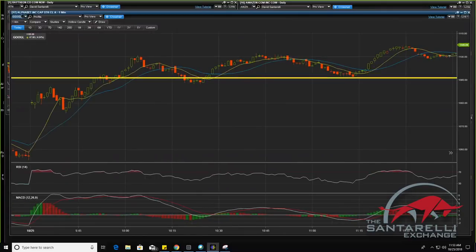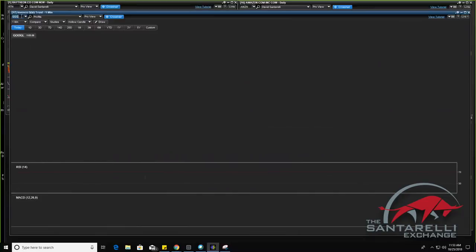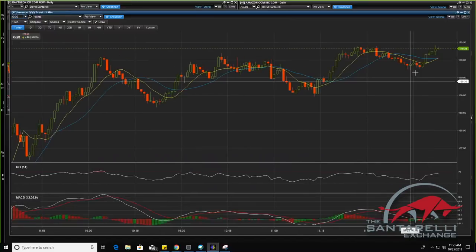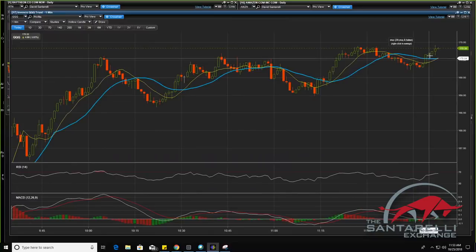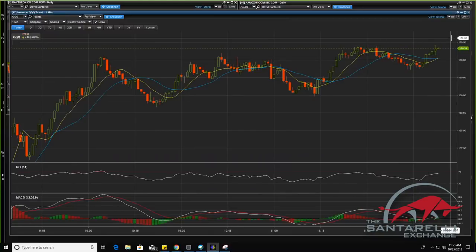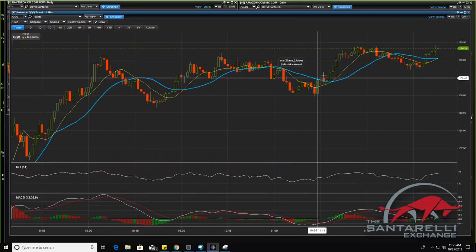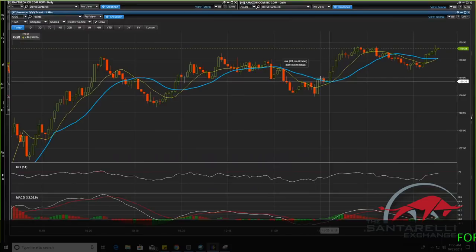Let's take a look now, guys. Let's take a look at the Qs because tech earnings are today. As I'm talking here, the NASDAQ is climbing. Right now, the NASDAQ, the Qs here, that's in breakout mode. That's a buy signal. Your buy signal was right here at 170.17, and it's still climbing. Notice this, guys. When you get the entry here, notice how the 20 days meet up with the 10.